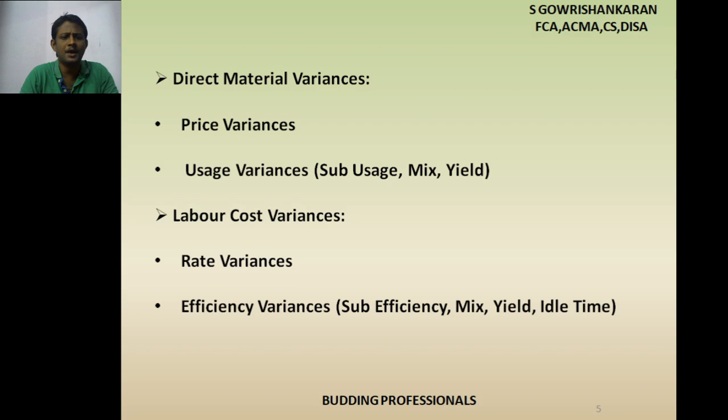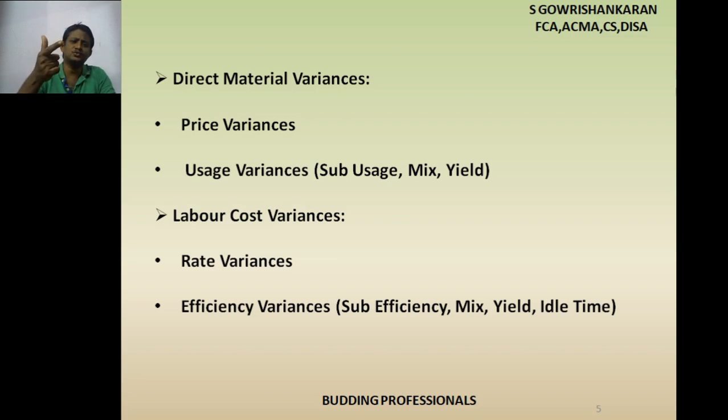I will pay 100 rupees per hour. That is my standard. Actually, how much are you paying? You are paying 120 rupees per hour to your labor. So you are paying extra. That is an adverse variance. You got it or not? What I am saying. Then what about efficiency variance?